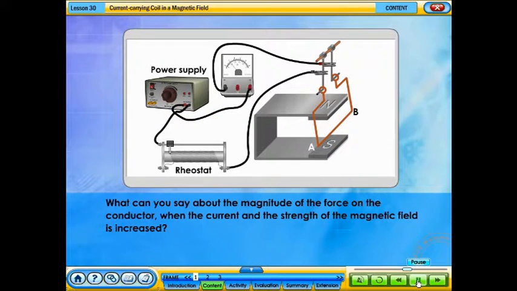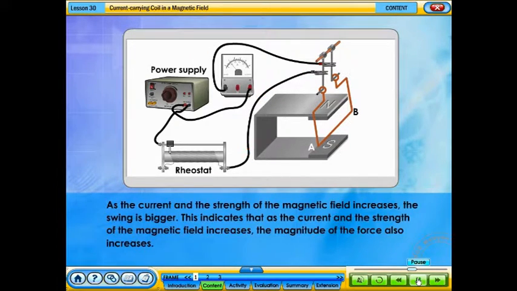What can you say about the magnitude of the force on the conductor when the current and the strength of the magnetic field are increased? As the current and the strength of the magnetic field increase, the swing is bigger. This indicates that the magnitude of the force also increases.